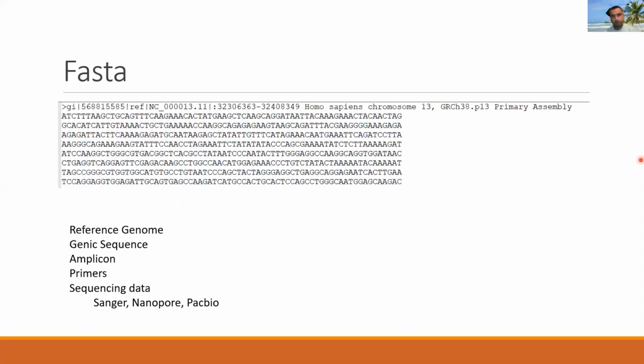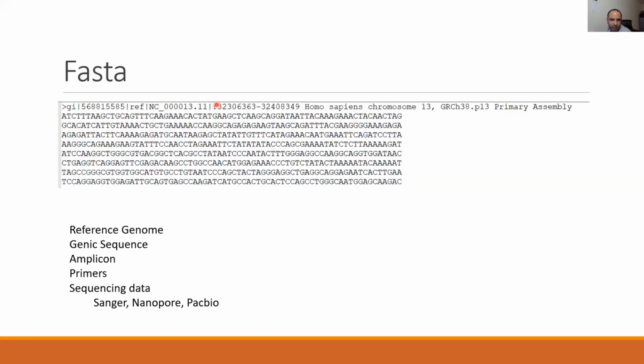A FASTA format is a simple way of representing nucleotide or amino acid sequences and proteins. If you take a look at this picture right here, you can see that it has a lot of lines with ATC, ATGC. These will be your individual nucleotides. And if you look closely at the starting point of this file, it has a greater than symbol. All FASTA files start with this symbol. And after the symbol, this is called a header.